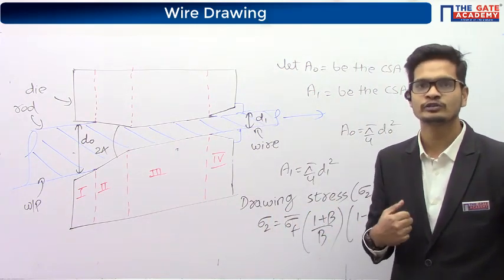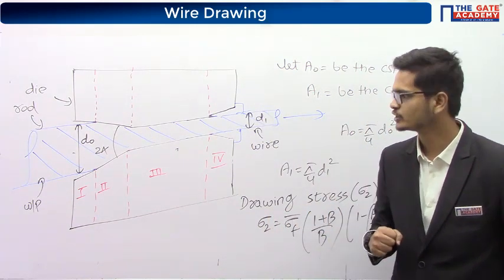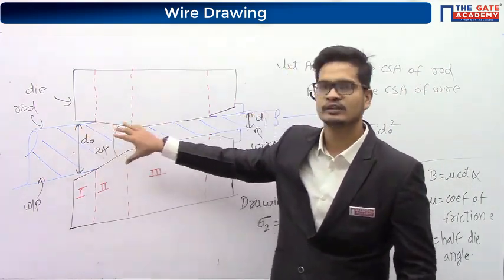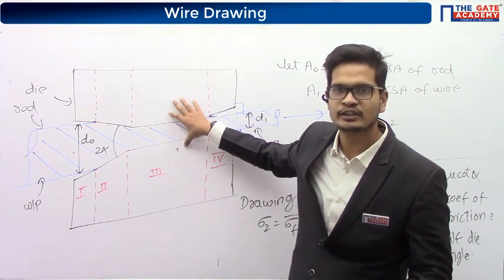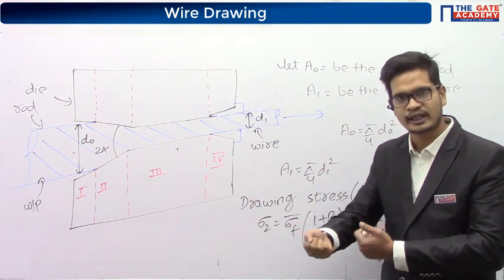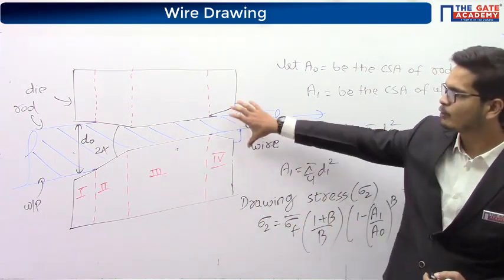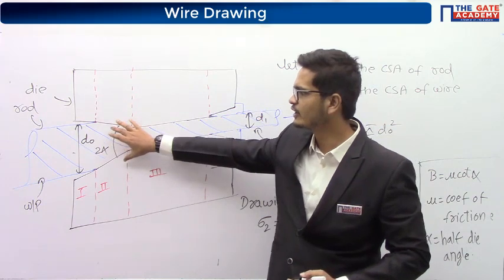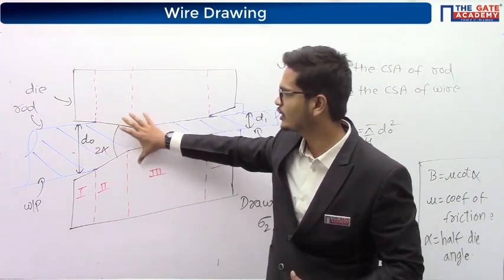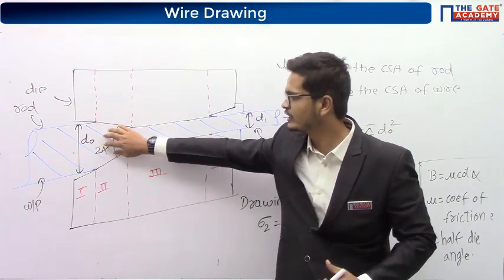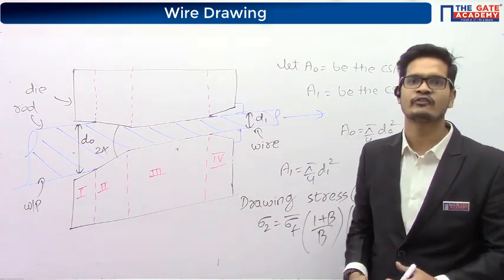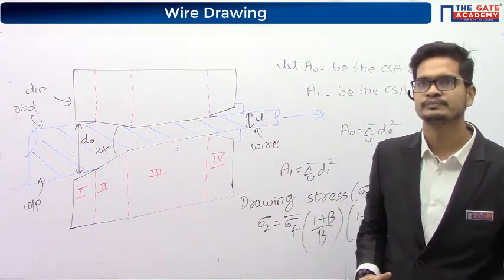And I want to reduce its cross-section area. So what I'll do is, I'll insert the initial wire into the die, and then I'll start pulling the wire. When you are pulling the wire, it will experience some stresses because of coming in contact with the die, and its cross-section area will reduce. So this is the wire drawing operation. Okay, understood?